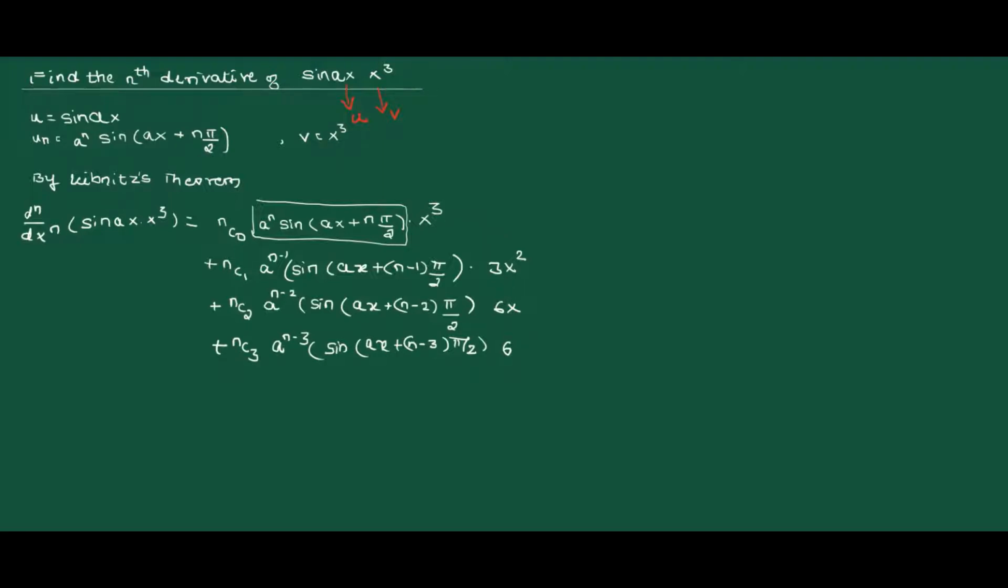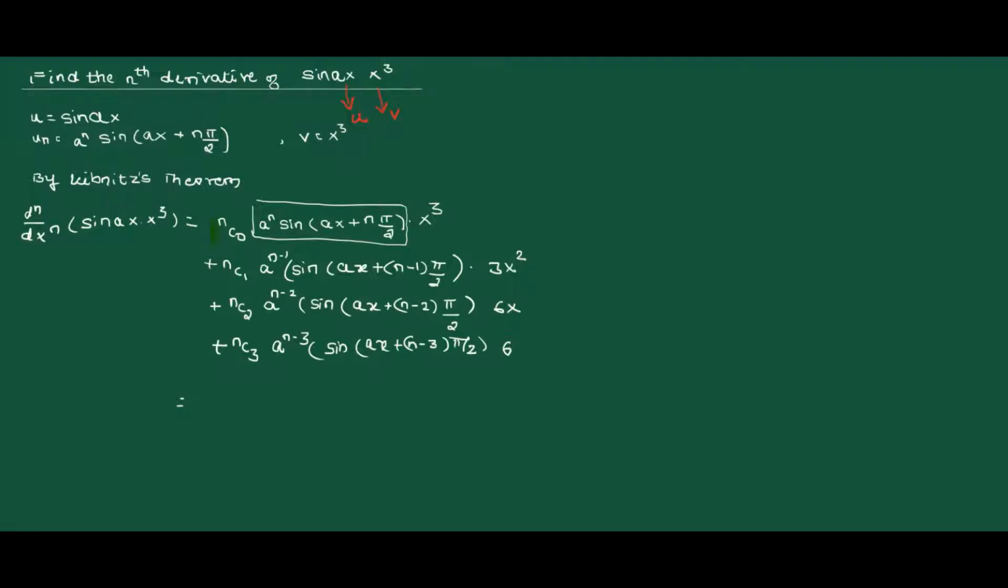Now you have to substitute the values for nc0, nc1, nc2 and nc3, and divide by 3 factorial. 3 factorial is nothing but 6, so the 6 gets cancelled in nc3. So like that.